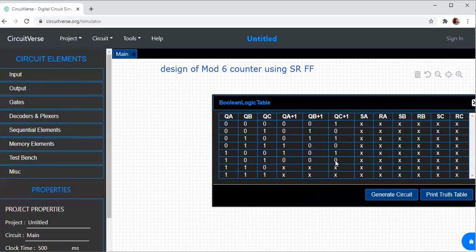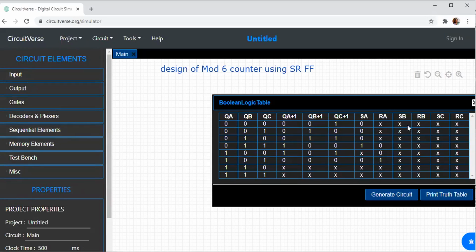Now we have to populate the table. How are we going to populate the table? See your QA and QA plus 1 and write your S and R values. If you see the QA and QA plus 1, it is 0 0, which means this will be 0x. Next value will be 0 0, so it is again 0x. Next value is again 0 0, so this is 0x. Next value it is 1 0. This will be x0 because this is 1 and also this is 1. Next value will be 0 1. Next two values will be x and x, so it will not change because this is x and x.